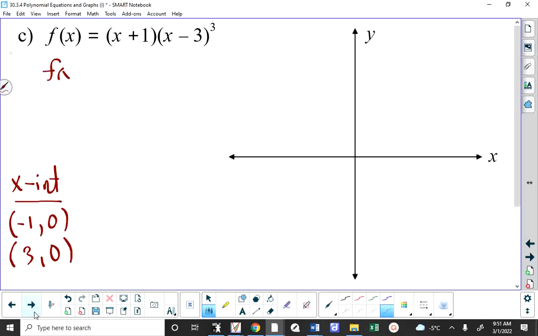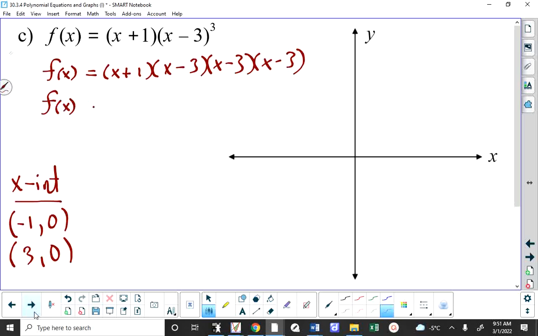If we were to expand this out, we would have to multiply the following. And you would get f of x or y is equal to x to the 4. This is also a degree 4 polynomial, so both arms must either be up or down. And since the leading coefficient is +1, that's a positive number, the right arm is up.